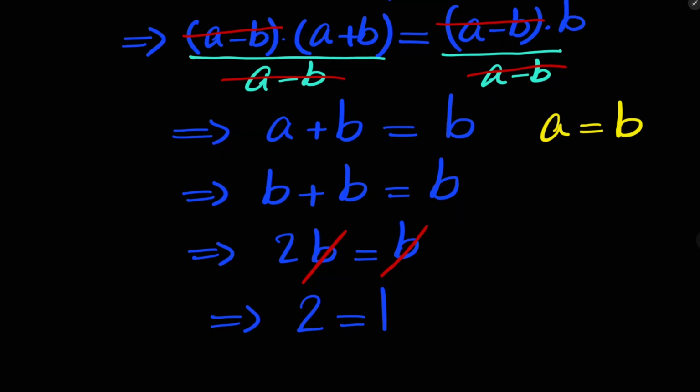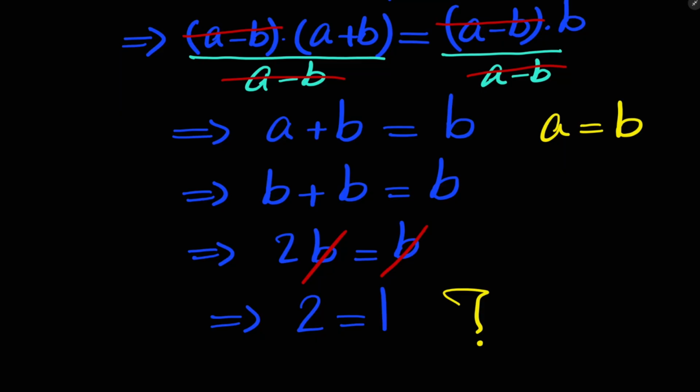Wait, what? Did we just prove that 1 equals 2? If that's true, then every math test ever written is wrong. But clearly, something's not right here. So, where did the logic fall apart?